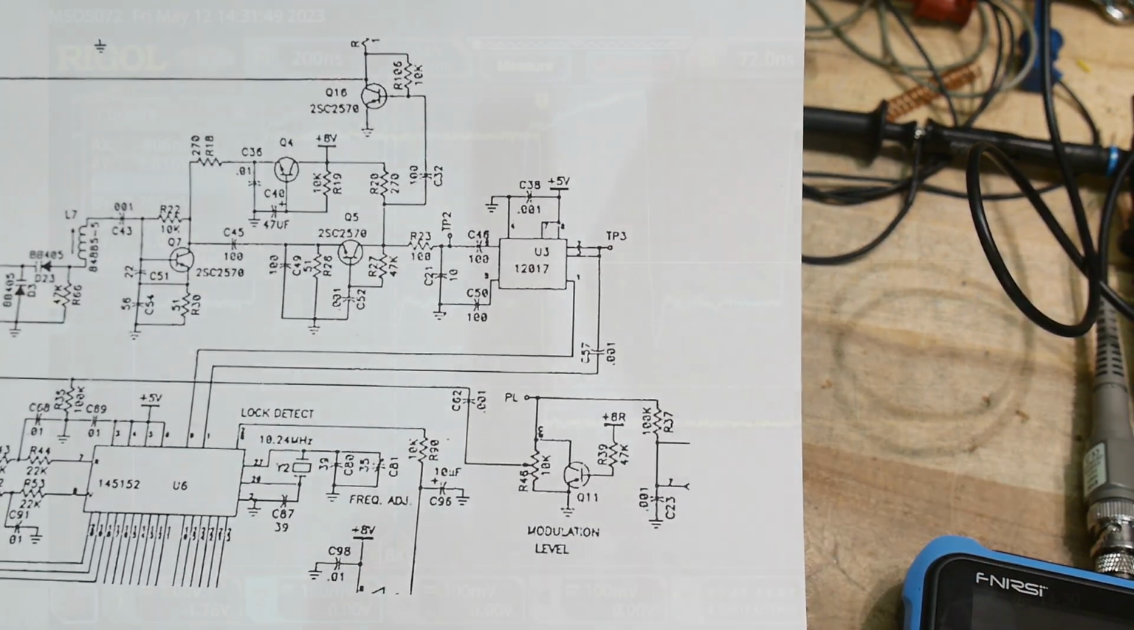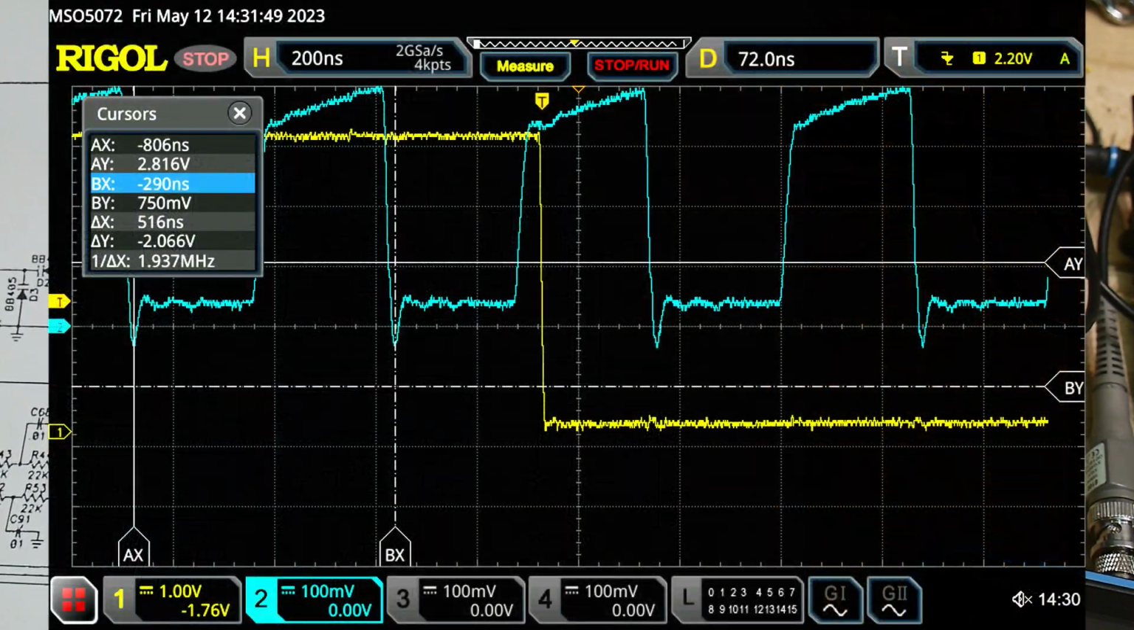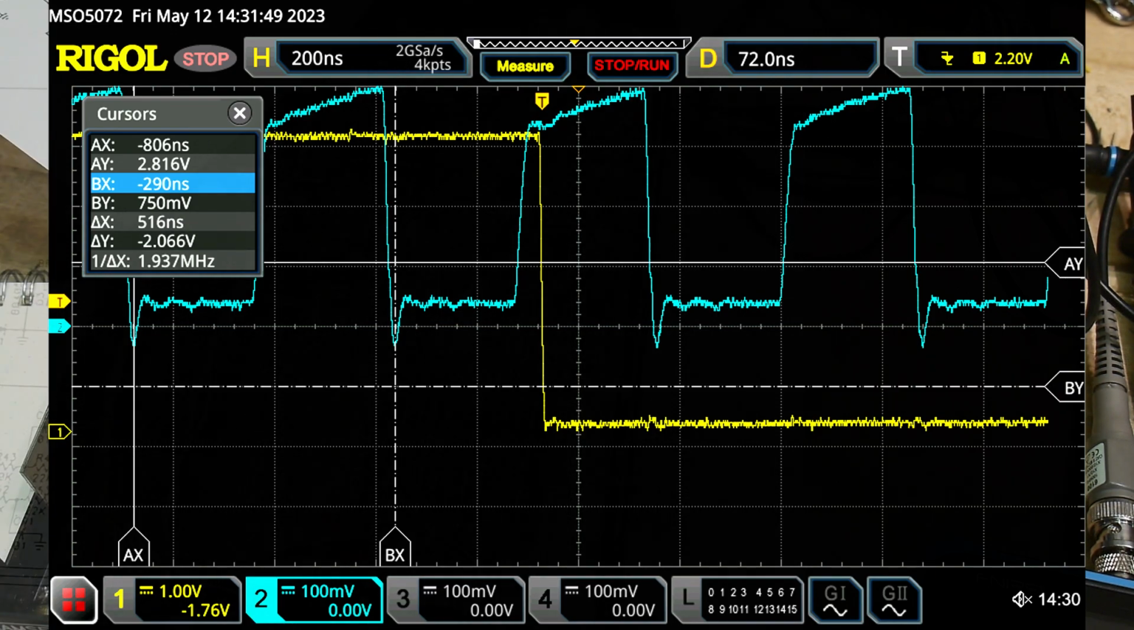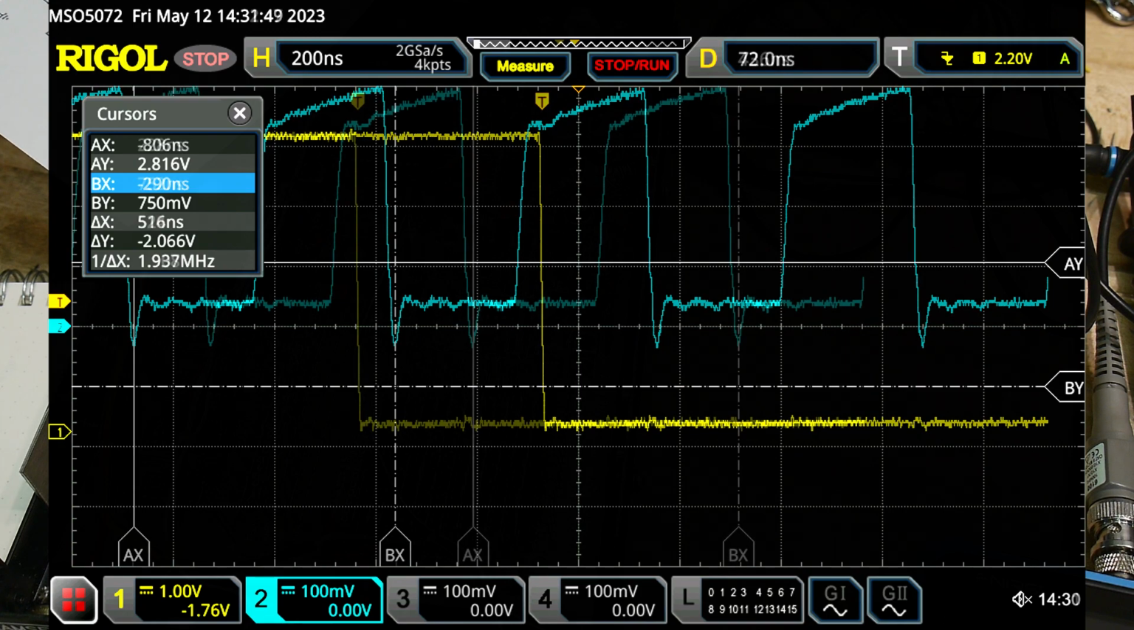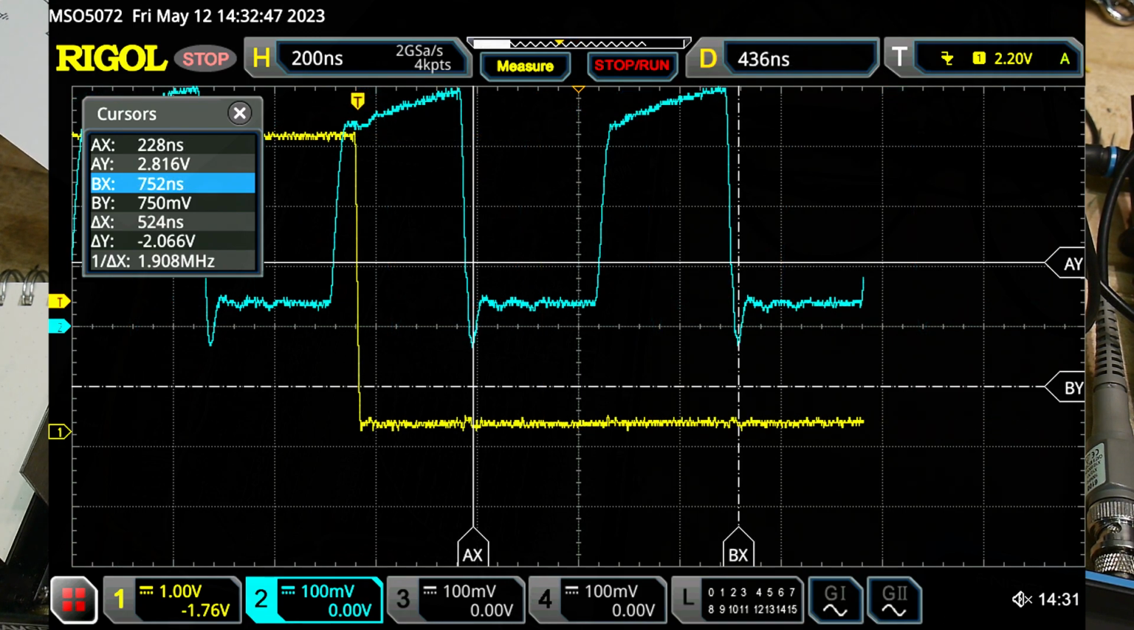So we'll take a look at some scope traces here. You can see when pin 1 is high in yellow, then the device is dividing and the period is about 516. You can look at delta X, 516. And if we take a look at when the divide by 65 is enabled, then we get 524. Anyway, gives you some finer detail.